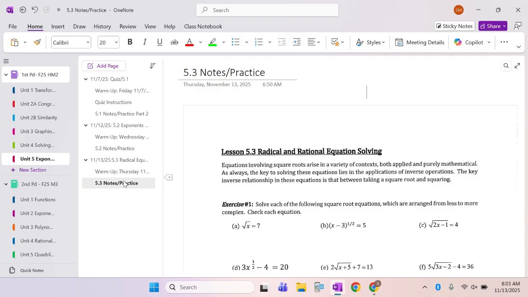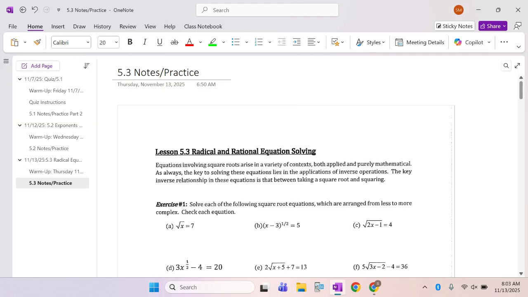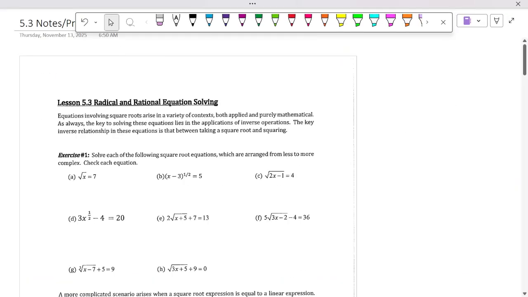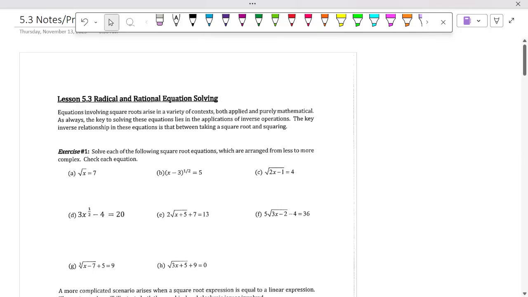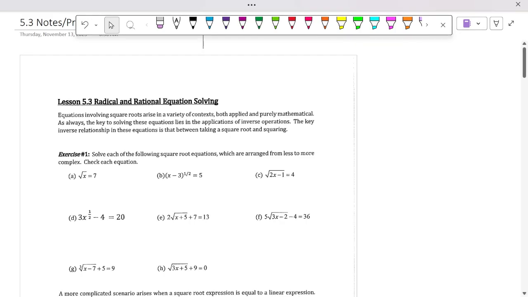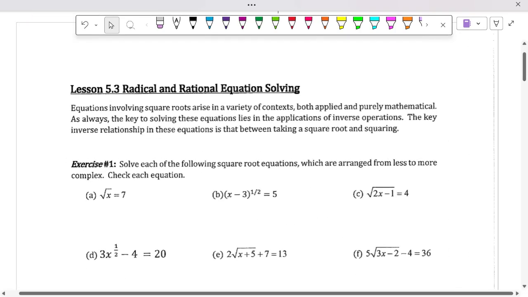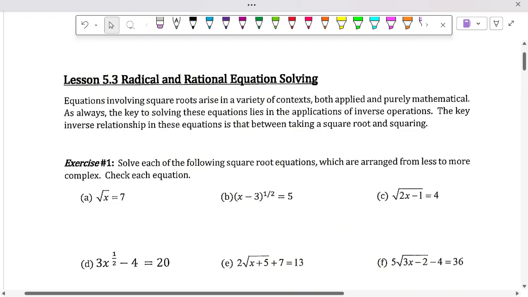All right, so I'm on page 13 of your packet. So, radical and rational equations solving. Now, when they say rational equation, they're really just talking about another way to write a radical equation. They're just using fractional exponents. When you get to math 3, rational equations kind of have a little bit of a different meaning. All right.